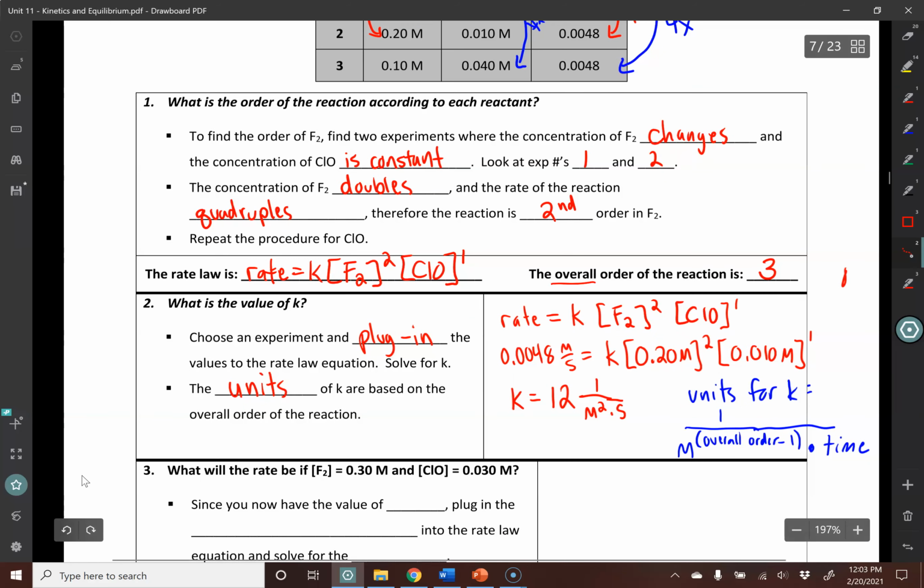So I knew that this was a third order reaction. I can take 1 over the molarity, overall order minus 1, so 3 minus 1 is 2, times my unit for time. It's just going to take some practice. You will get more comfortable with it.